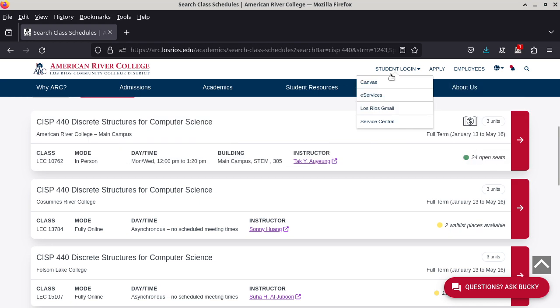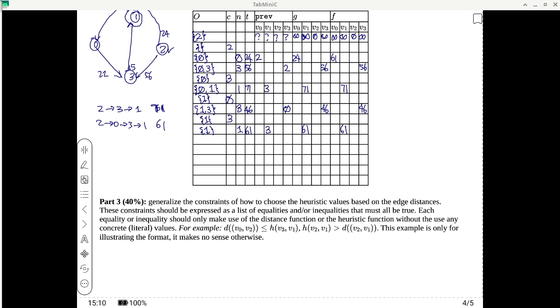It's about the same situation in CISP 310, except in CISP 310, Sac City does not even offer a single section. So in that case, it's just Folsom Lake, CRC, and ARC offering sections. Kind of strange.